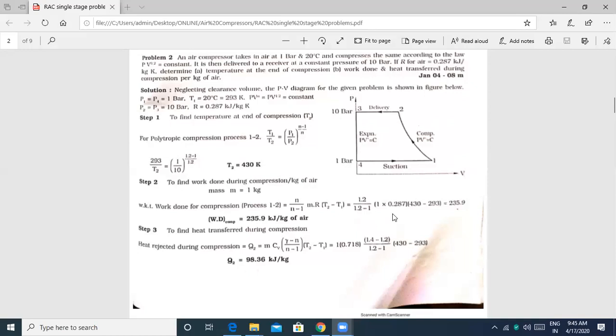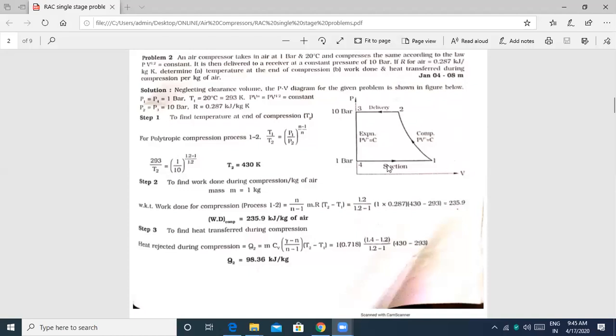Okay, you just have to remember one formula, that is work done during the compression process. You have to find out the temperature at the end of the compression, work done, and heat transferred. Here in this problem they ask to add heat transfer. First, they are given without clearance volume, and single stage. Always you have to draw this diagram.